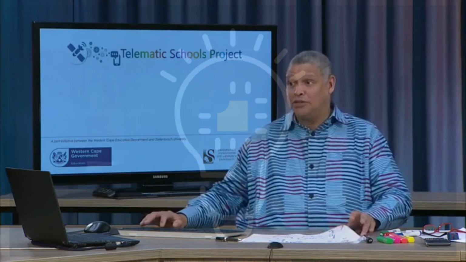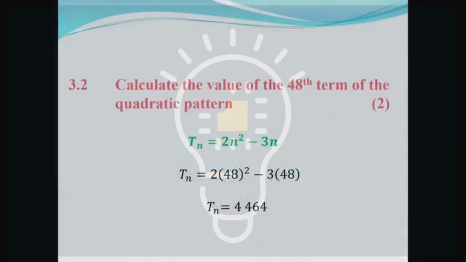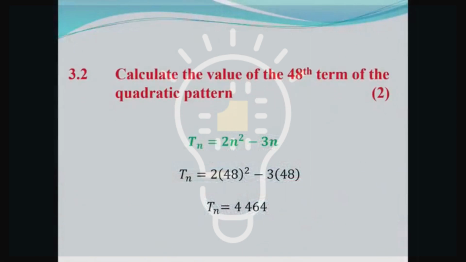Now, we're moving on with this particular question. This question went on to say, calculate the value of the 48th term of the quadratic pattern. You may remember we've just established by means of calculation that the general term looks like this. Tn is equal to 2n squared minus 3n. So they're calling for the 48th term. That means n is equal to 48. So we simply substitute 48 there, and there we have it.